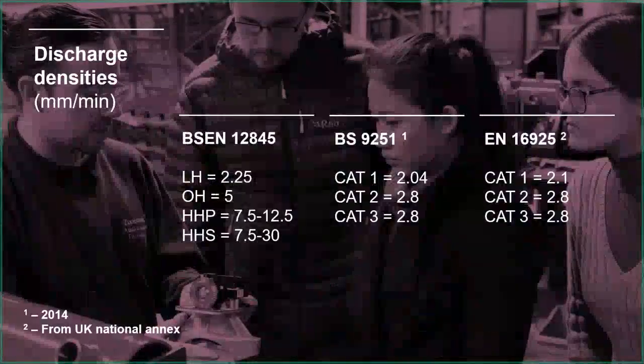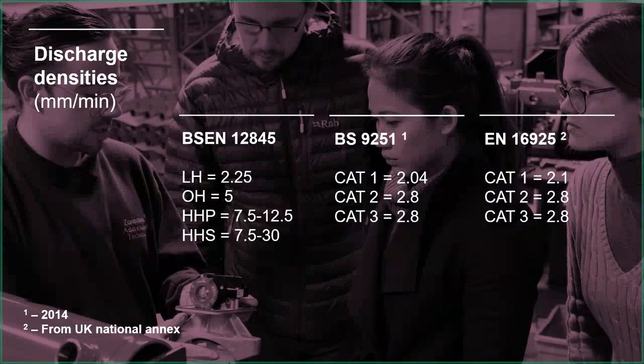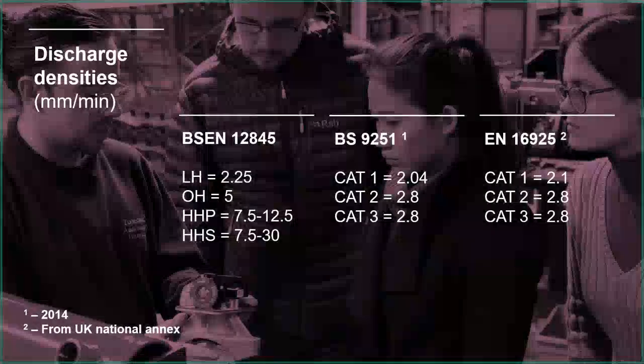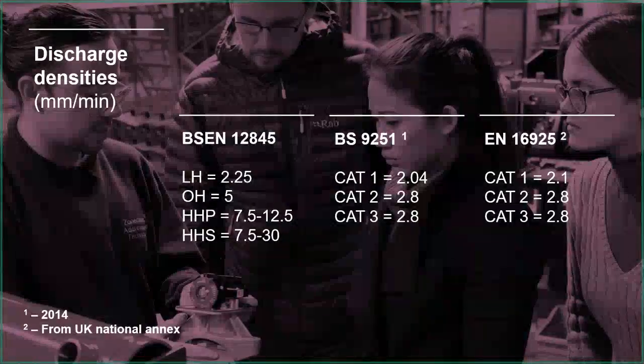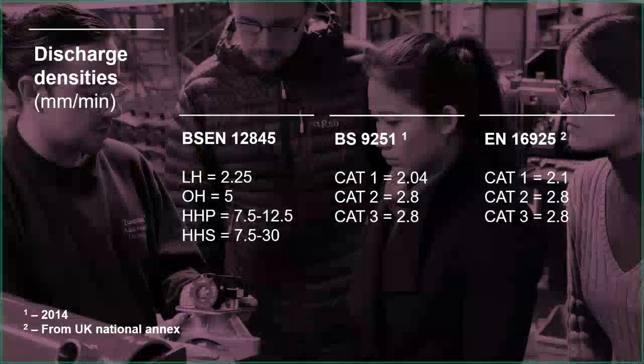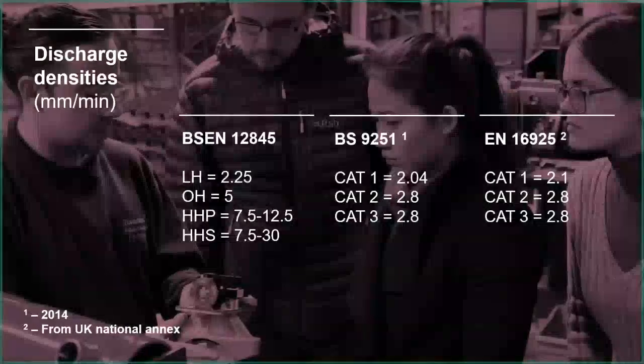Okay, so we talked about discharge densities in the last slide. So here they are in black and white. BS EN 12845, that's the industrial and commercial sprinkler standard. For light hazard, we want 2.25 millimeters per minute. Like I said, it is to do with liters per minute over a given area. If you do some maths on that, you can boil it down to millimeters per minute, and that's the unit that we use. Ordinary hazard is 5 millimeters per minute. HHP is high hazard process, 7.5 to 12.5, depending on other factors. And high hazard storage, 7.5 to a whopping 30 millimeters per minute, again, depending on what we're storing and how we're storing it. So those are fluid figures there.